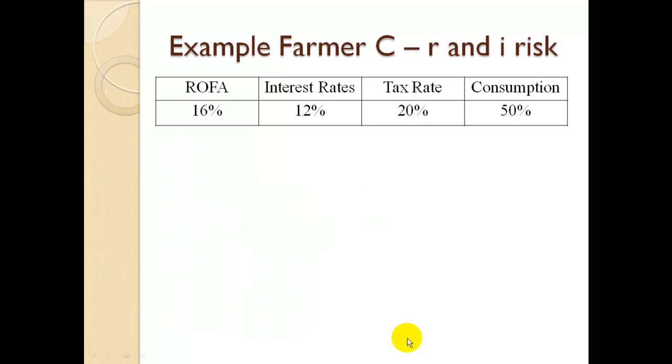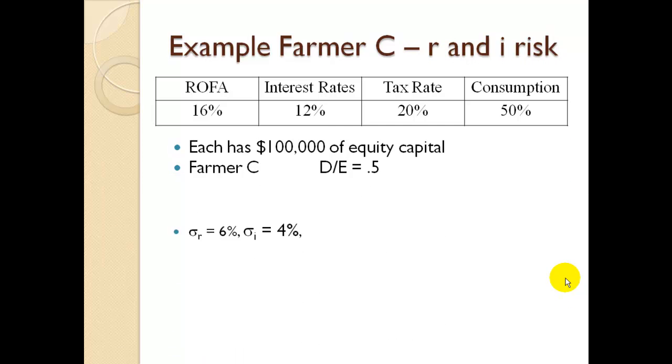So now we're just going to get a little bit more complex with our formulas because we say, well, what if they experience both return on asset risk and interest rate risk? Still the same situation, but now instead of just having the return on asset risk of 6%, we also have an interest rate risk of 4%, standard deviation of I.